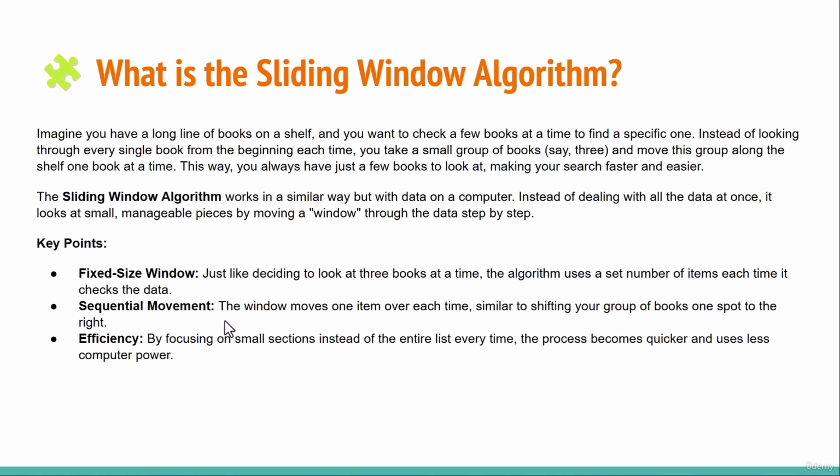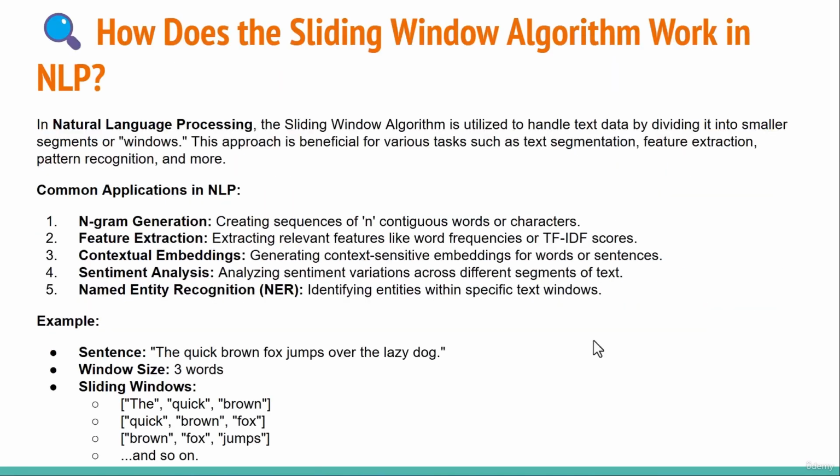Next is sequential movement. It moves gradually, advancing step by step in a sequence. Next is efficiency. It uses less computer power and works quickly. If there is a large task or a large amount of data, it can easily manage it by dividing it into chunks. Now, how does the sliding window algorithm work within NLP?